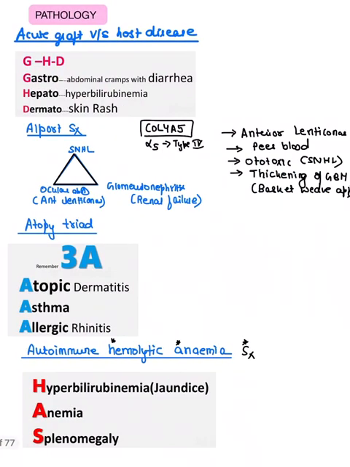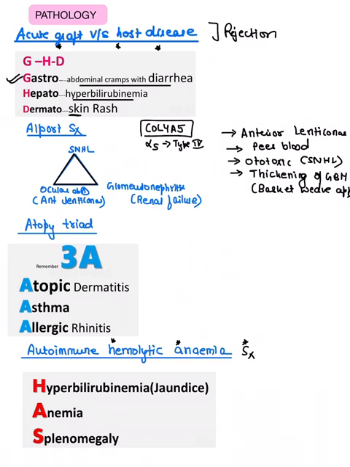Now coming on to other important triads and important points. Acute graft versus host disease. This is a topic in the rejection of graft. This is a very important topic, guys. So what are the features? You can remember it as graft host disease, GHD. G means gastro symptoms, that is abdominal cramps with diarrhea. H means hepato symptoms, that is hyperbilirubinemia, and D means dermato, that is skin rash.